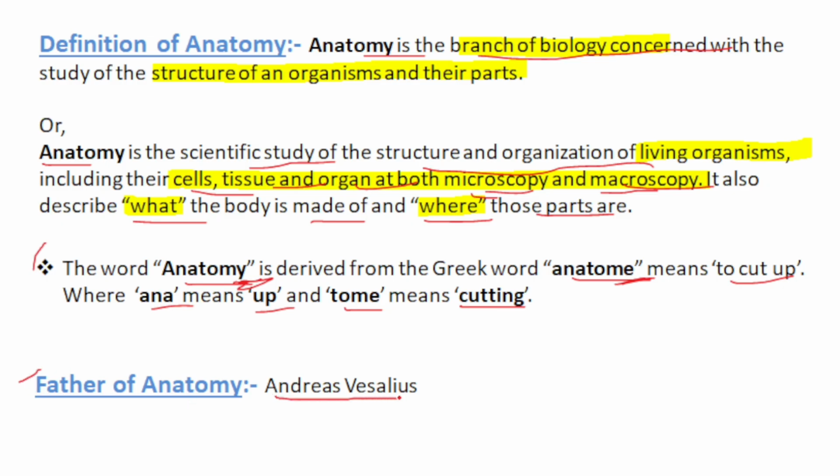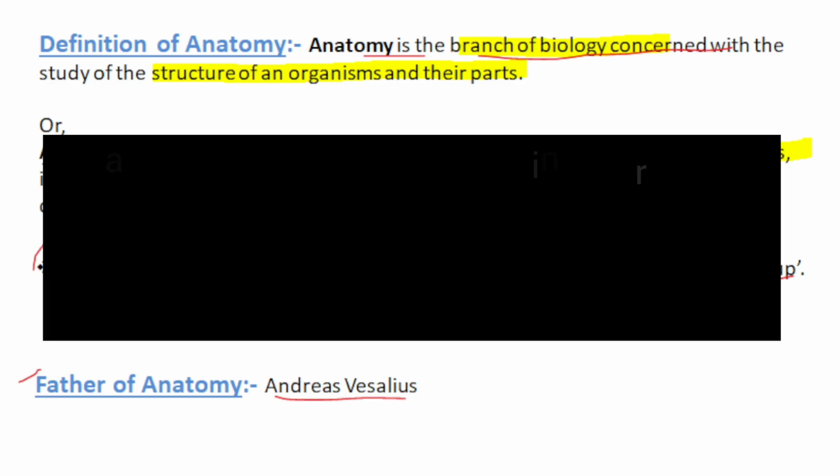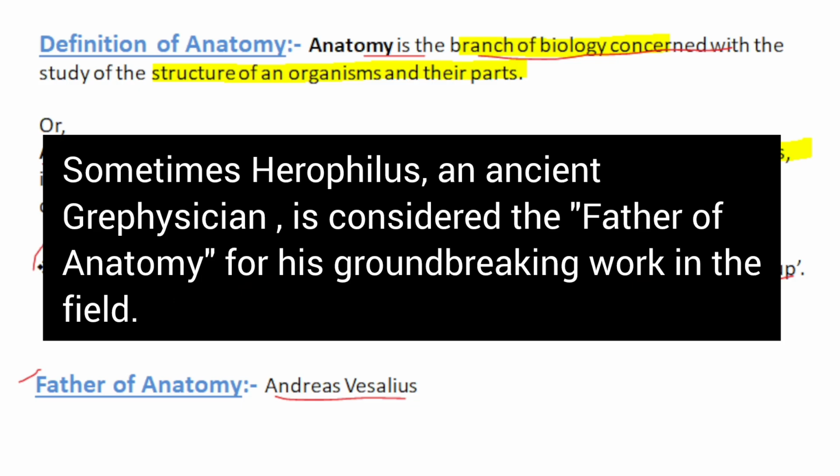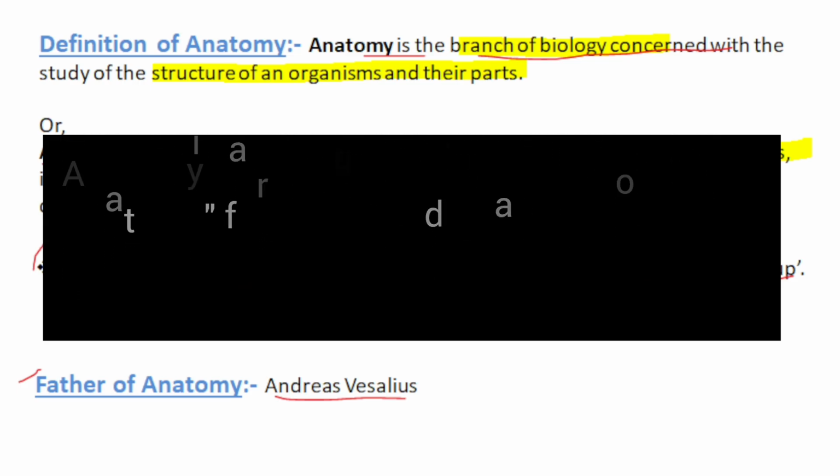Most people say Andreas Vesalius is the father of modern anatomy, for revolutionizing the field during the Renaissance through his detailed anatomical illustrations and empirical approach. But the Greek physician Herophilus is sometimes considered the father of anatomy, as he was the first to perform systematic human dissection, leading to scientific discoveries about the brain, eyes, and our nervous system.